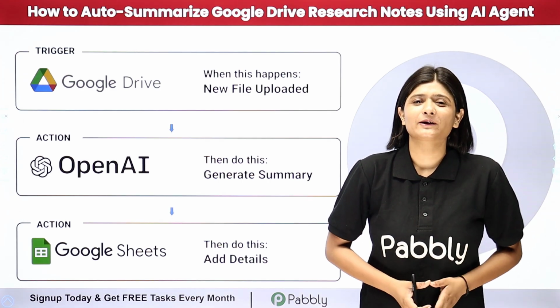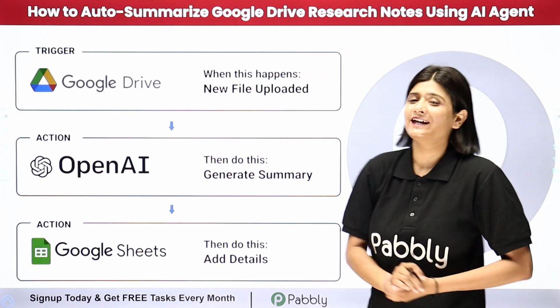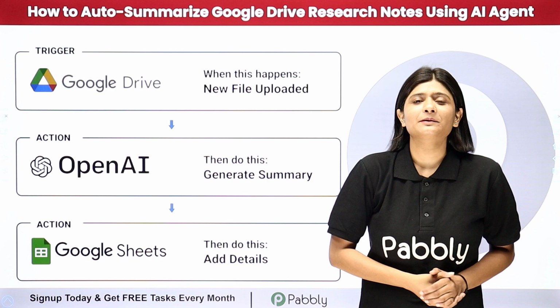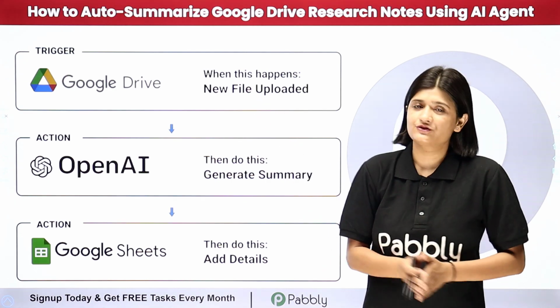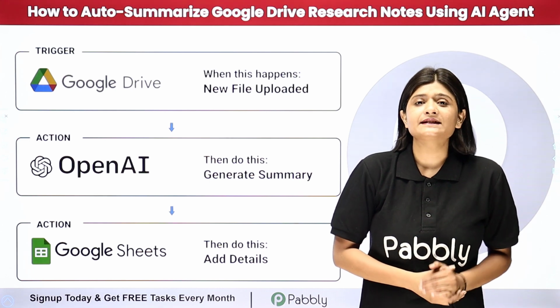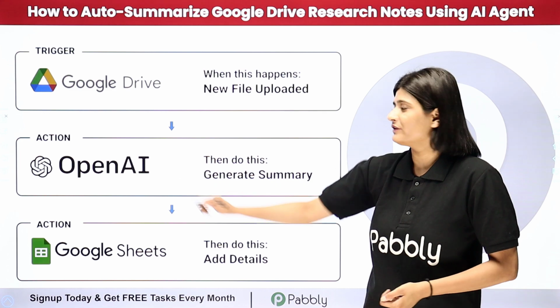In this video, we are going to learn how to auto-summarize Google Drive research notes using AI agent. So let's suppose I am a researcher and I am uploading all my PDFs of the research notes in my Google Drive. Now I want that as soon as I upload a new file, the summary should be automatically generated with the help of AI agent.